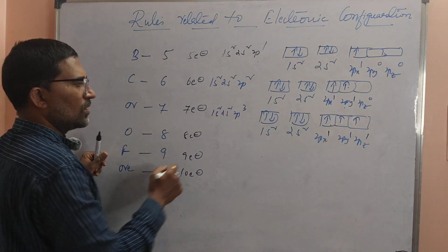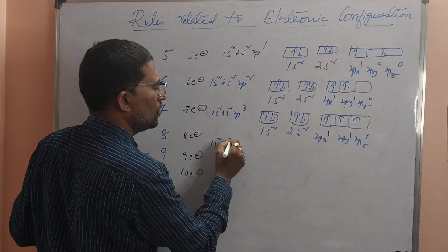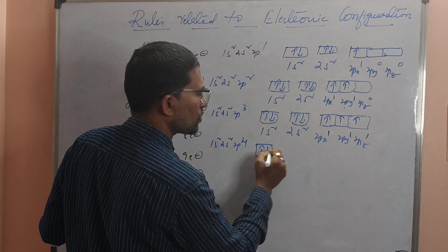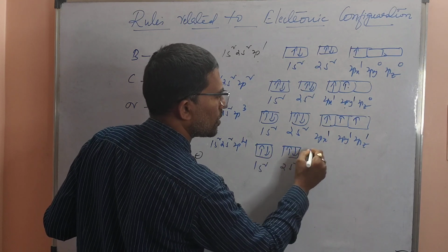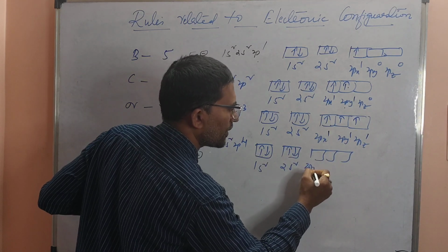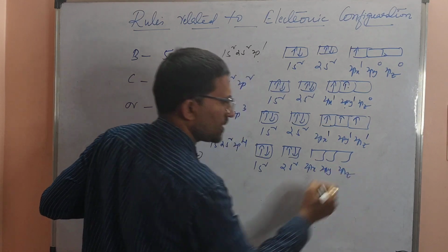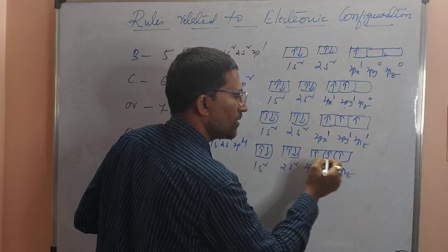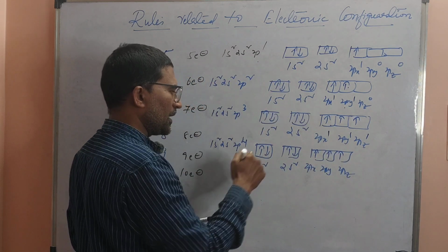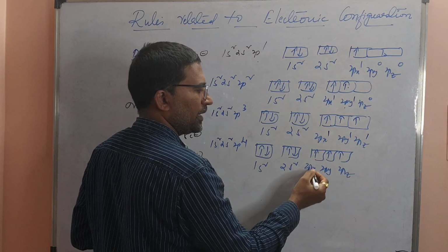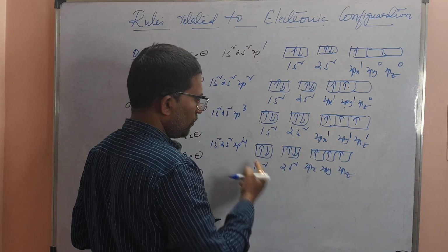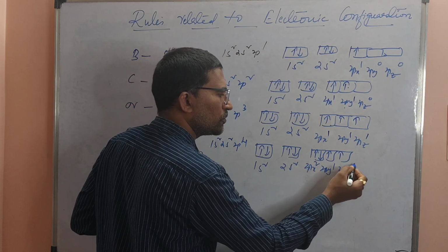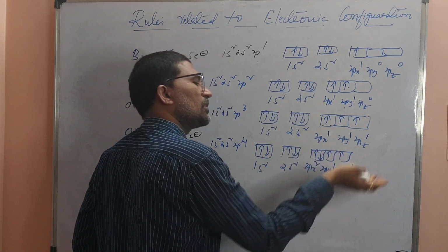Next, if I go with oxygen, whose atomic number is 8, the configuration is 1s2, 2s2, 2p4. Here 1s2 has 2 electrons, 2s2 has 2 electrons, and in the p orbital we have 2px, 2py, 2pz. Out of 4 electrons, first 1 will be filled here, 1 here, and 1 here, each singly occupied, then only pairs. That gives 2px1, 2py1, 2pz1. One more has to be filled in 2px, so it becomes 2px2, 2py1, 2pz1. First 1 electron, then only the pairs.